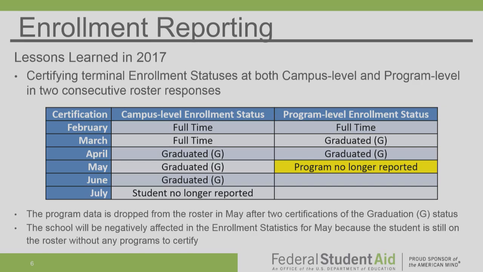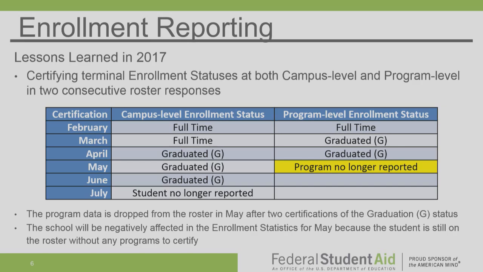So in this example, we're demonstrating where a student was full-time, then he was full-time, but he graduated from a particular program, so you reported the first G. And then when that student graduated in April from both the campus, and again, they're reporting the program that he 2 times, then NSLDS was requiring that the campus level reporting of 2 times be reported.